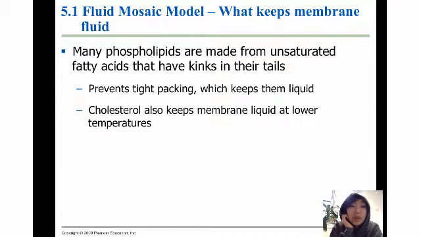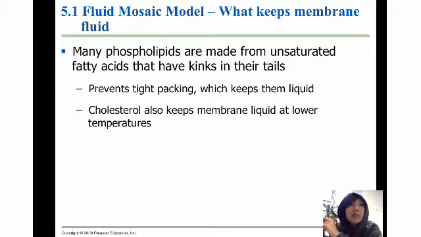The reason why the membrane is so fluid or flexible is because those phospholipids are unsaturated. So those fatty acid tails have kinks inside of them due to the double bonds. And because of that, they can't pack so closely together. Because they have all these kinks, there's space between each of the phospholipids, and so they move around more fluidly.